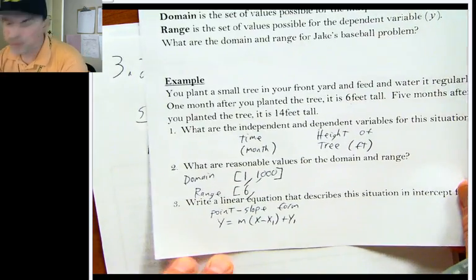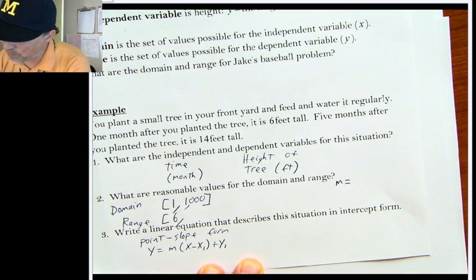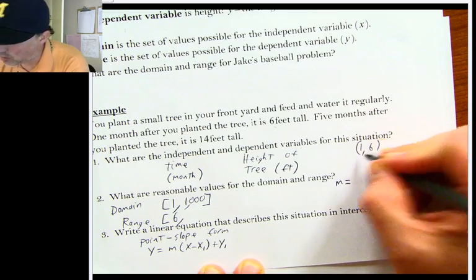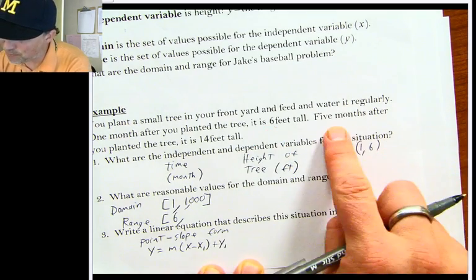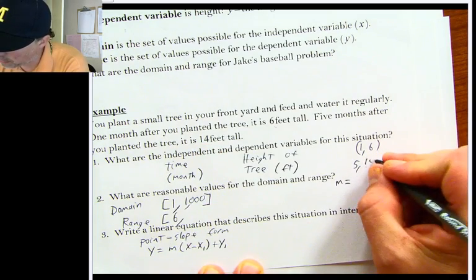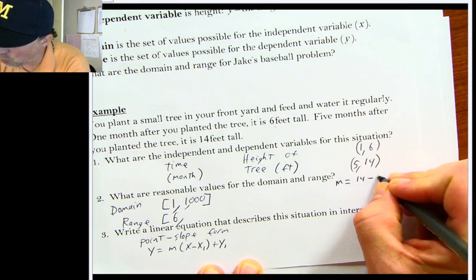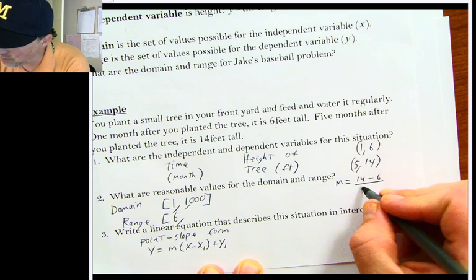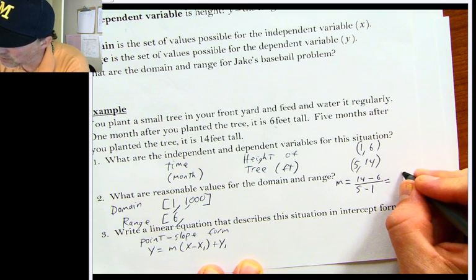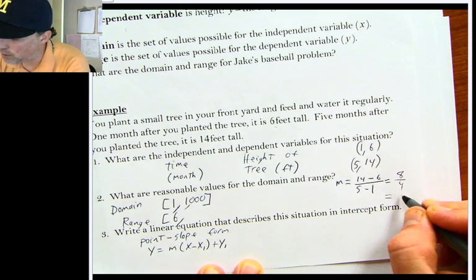My slope in this particular case, I don't have much room, so I'm going to do my work over here. My two coordinates: at 1 month, it's 6 feet tall, so my first coordinate is (1, 6). 5 months after you planted the tree, it's now 14 feet tall. So my slope, y2 minus y1 over x2 minus x1: 14 minus 6 is 8, 5 minus 1 is 4, and 8 divided by 4 is equal to 2.